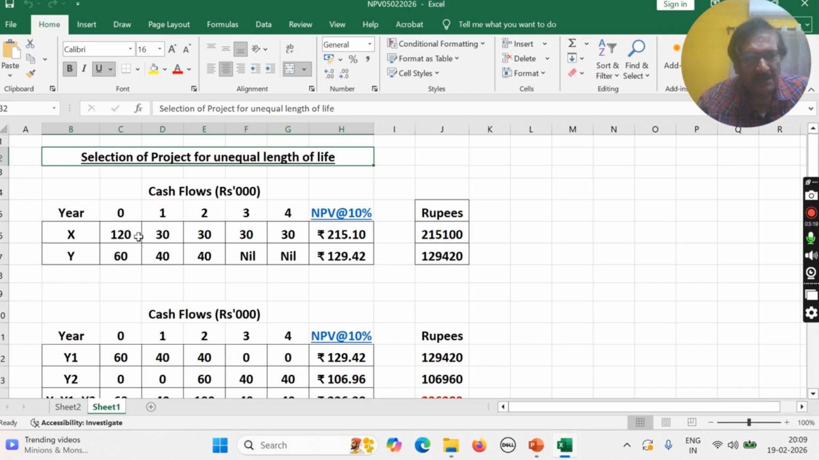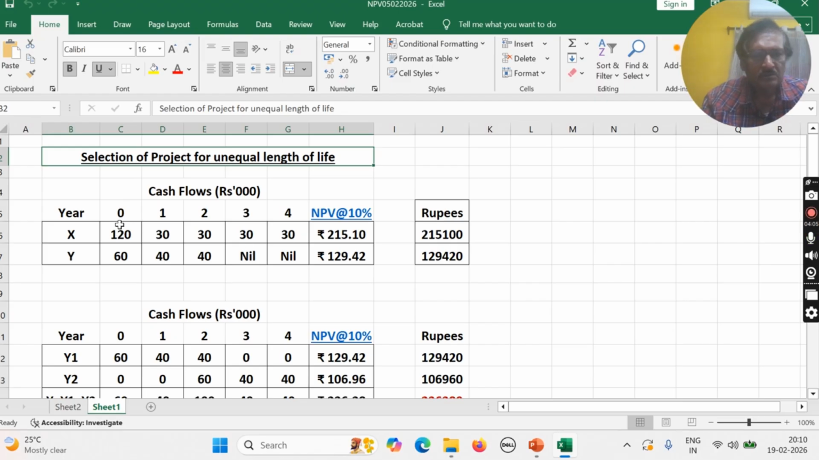For project X, initial outflow is 120 in thousand. That means rupees 1,20,000. And every year the operating cost 30,000 for project X. That's why 30,000 first year, second year, third year, and fourth year. Similarly, for project Y, the initial investment is 60,000 because rupees in thousands, and the operating cost 40,000 and 40,000 because the length of this project or life of this plant is 2 years. And for that reason, here it is mentioned nil like that.